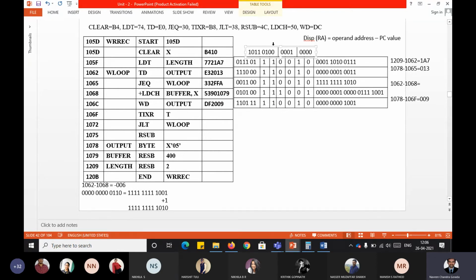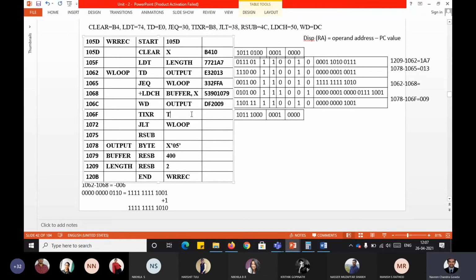Next, students, are you understanding? Next, I'll go with one more. If you see the next instruction, it is TIXR T, which is a format 2 instruction, my dear students. What is the opcode of TIXR? You can see it is B8. So it is B and 8.